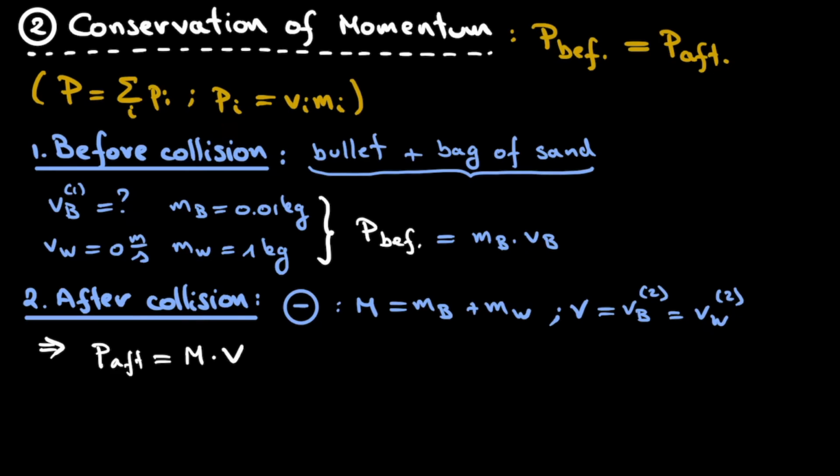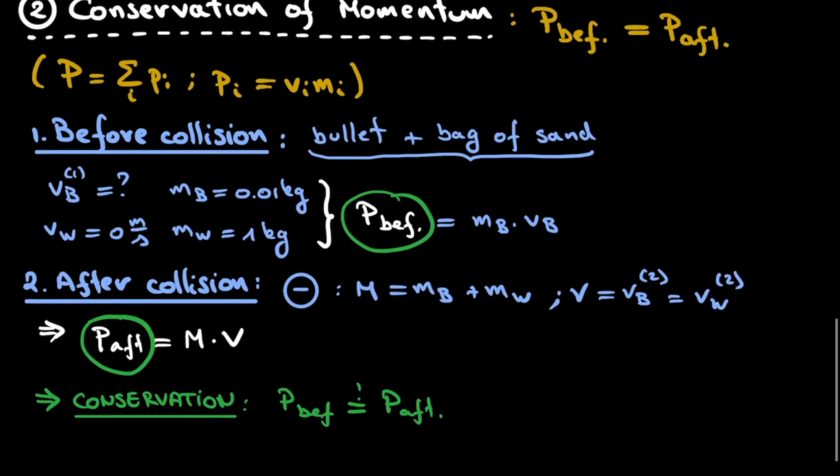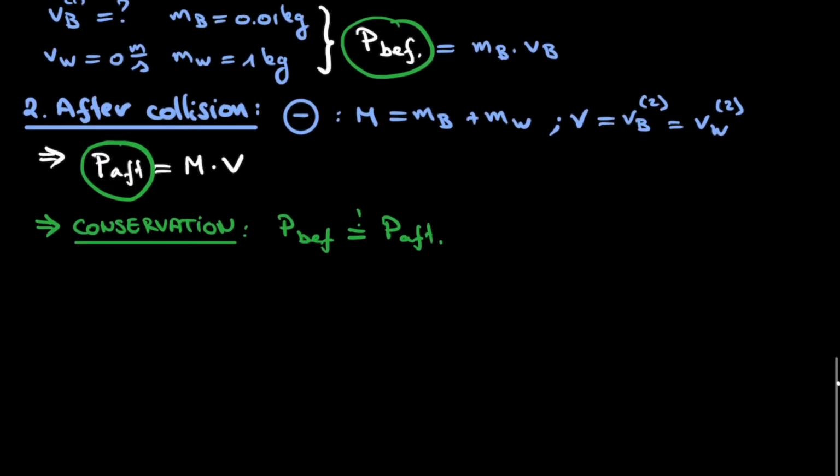And to reiterate, this velocity is the velocity that we found with the conservation of energy. And at this point, since we've calculated the total momentum before and after the collision, we can actually use the conservation law. We can say that the total momentum before the collision, so P before, will have to be equal to the total momentum after the collision, so P after.